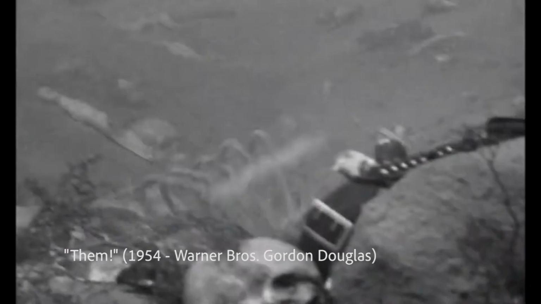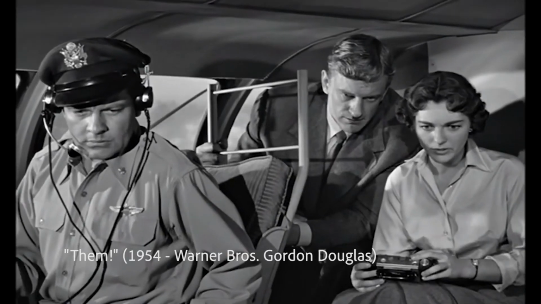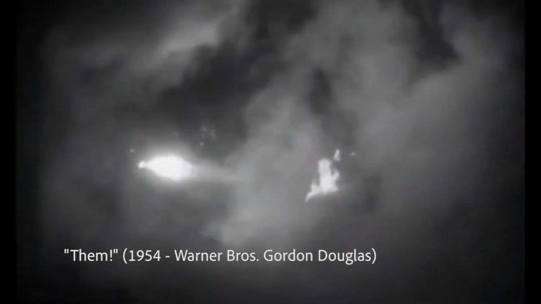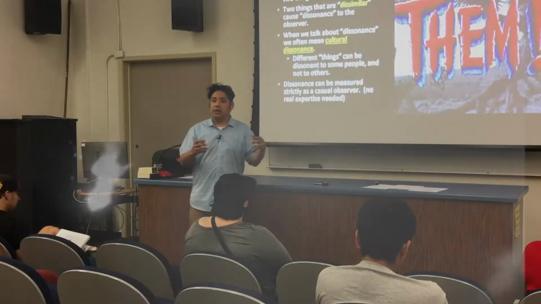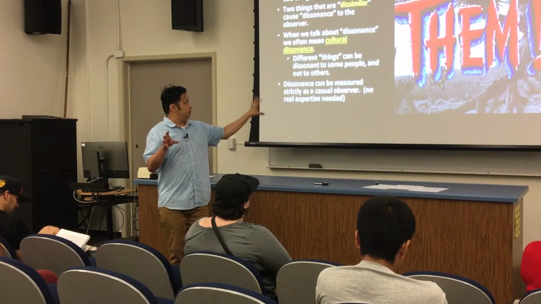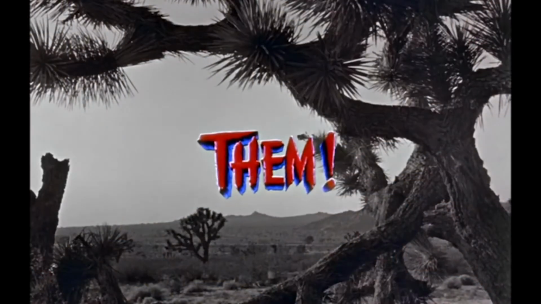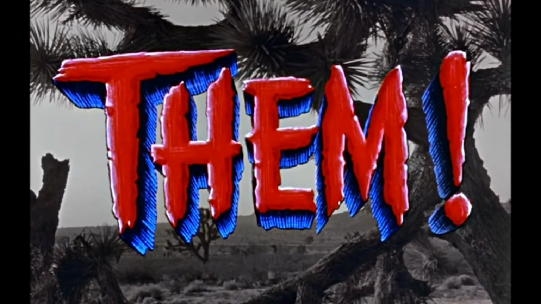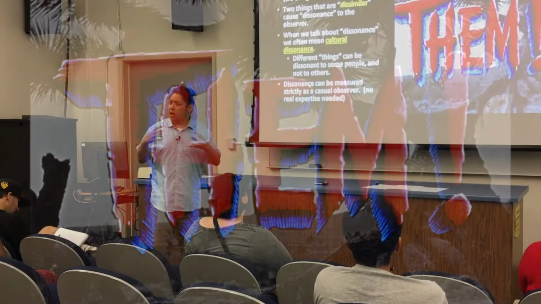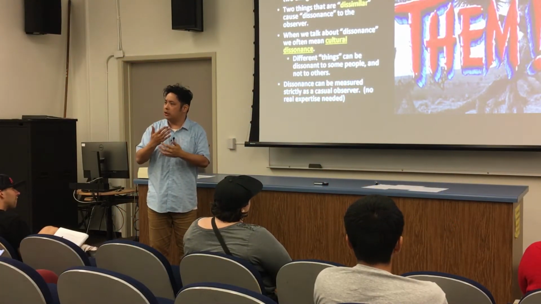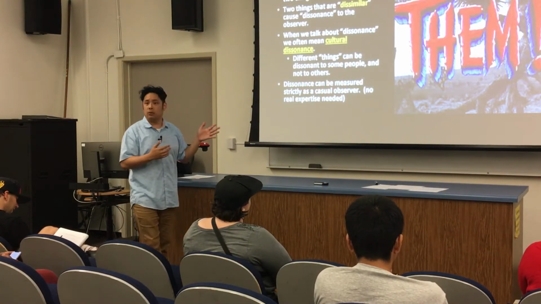Today's film has visual and audio dissonances. The first scene of this film, the opening credits, is a shot of the desert, okay? And these very grotesque color letters appear on the screen. Aren't those colors kind of gaudy and over the top, right? You have the red and you have the blue juxtaposed over the black and white background, right?